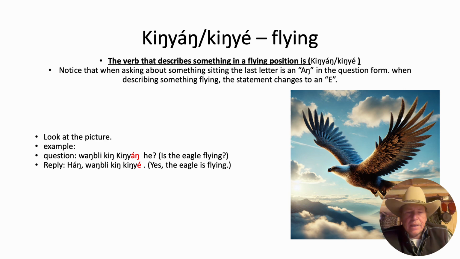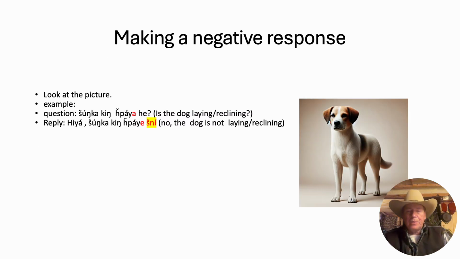So, Wambli ki kiya he? Is the eagle flying? Han, Wambli ki kiye. Yes, the eagle is flying. Okay, so let's say that the students have caught on to that. They are able to answer in the affirmative. Yes, this dog is standing. Yes, this buffalo is laying down, etc. This eagle is flying. Yes, and so now we want to move to where they can make a negative sentence.